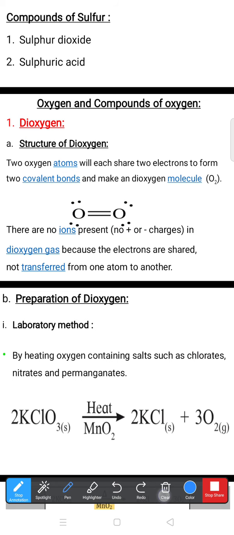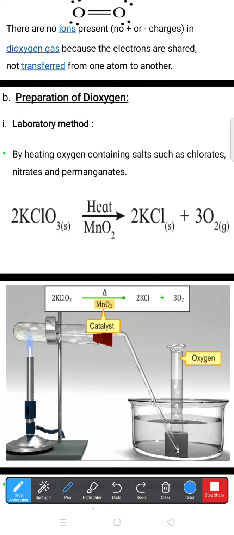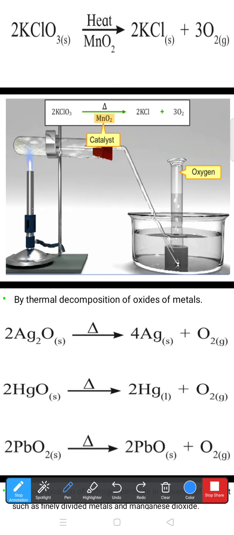Then preparation of dioxygen. We'll see the laboratory method: by heating oxygen-containing salts like chlorates, nitrates, and permanganates. So whenever two molecules of potassium chlorate, KClO3 solid, are heated in the presence of MnO2 as a catalyst, it gives 2 KCl, potassium chloride, in the solid state, and 3 O2 oxygen gas will form. So how can we perform this reaction? In this diagram you can see the setup, the assembly.